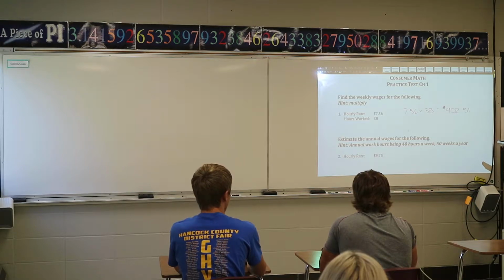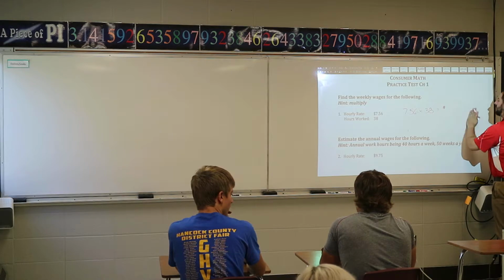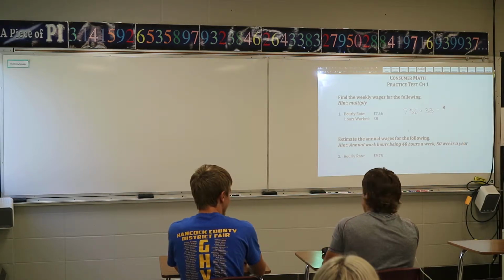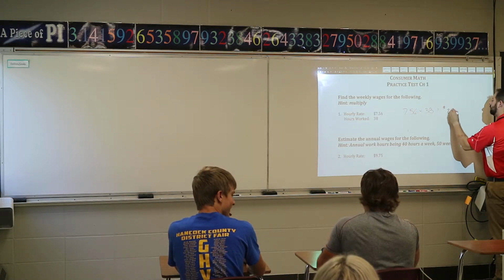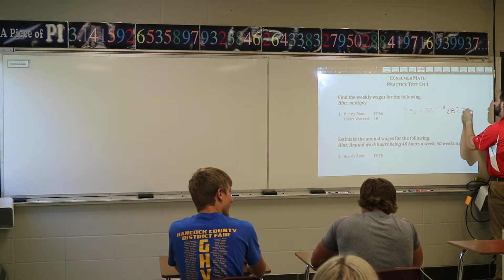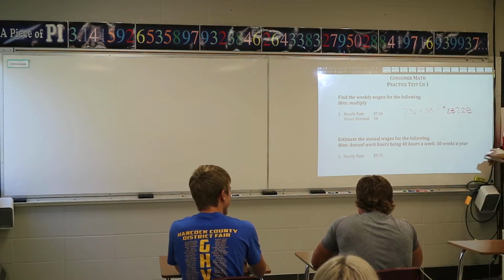756 times 38. I'm getting 287. You want to double check on the calculator? Maybe you typed in something. Maybe something was typed in your calculator when you typed it. So 287. 28. Is that right? Yeah.